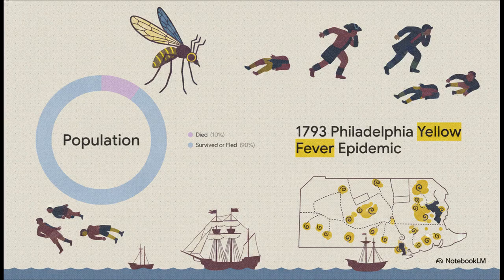It was so terrifying that President George Washington and the U.S. Congress literally packed up and fled the city, leaving the poor trapped near the waterfront to suffer and die.